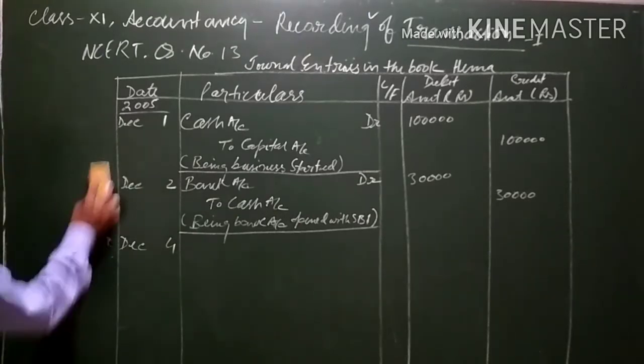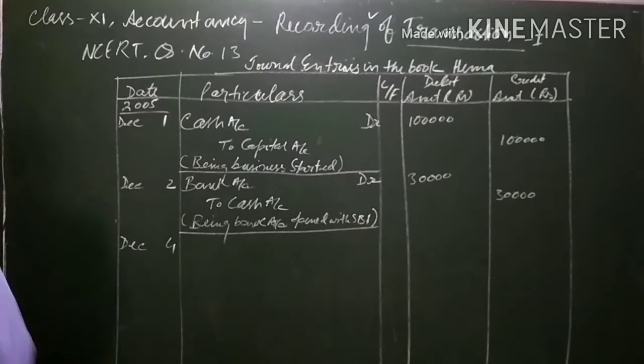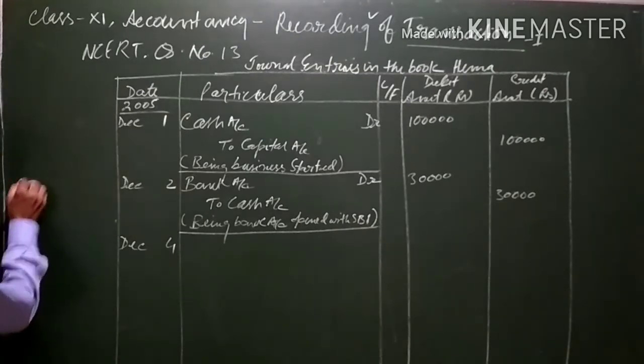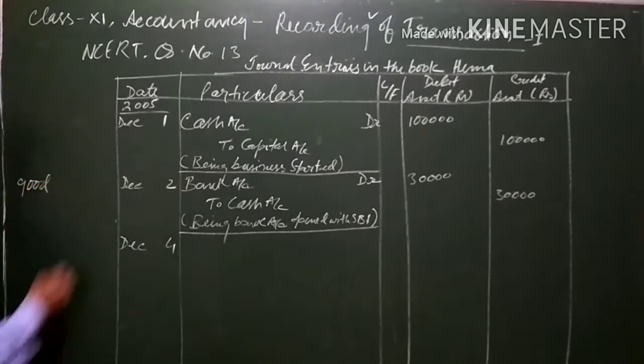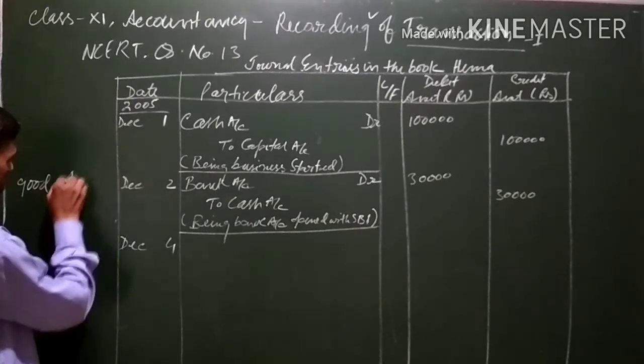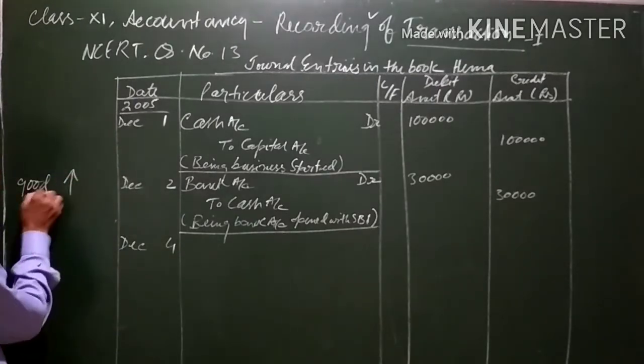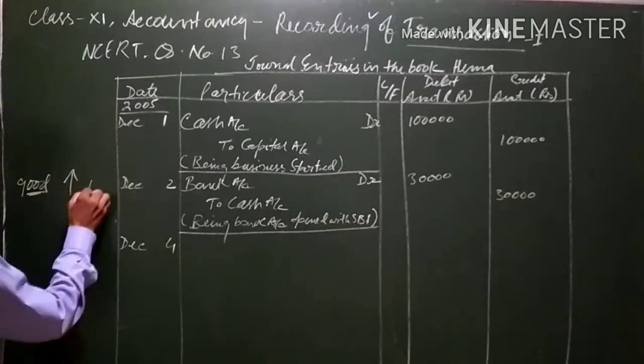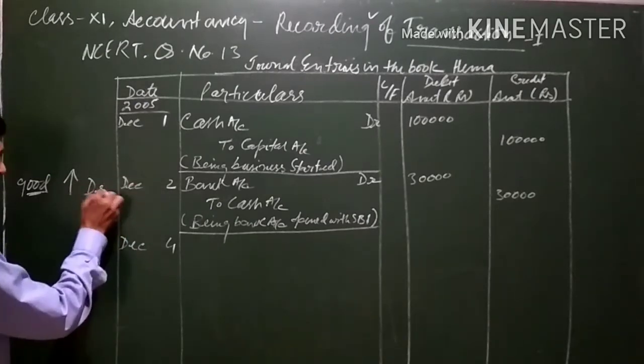December 4th, goods is purchased from Ashu. When goods come into the business, if you are purchasing, goods will be coming, so there will be an increase in goods, and goods is an asset. For an increase in asset, the account is to be debited.